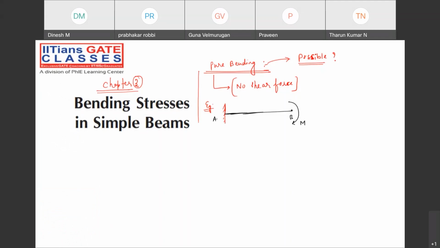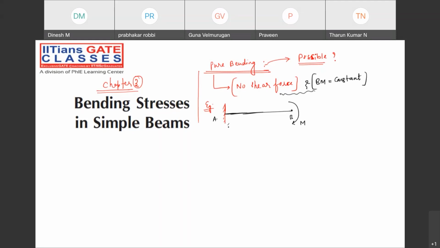So come to the point, pure bending, whether it's possible or not. Pure bending is the condition where, in any beam at any particular cross section, there is no shear force, only bending moment is there, and the bending moment must be constant. That is one more condition. It should not vary. Together these two conditions will be called pure bending, my dear friend. Please note down up to this point.